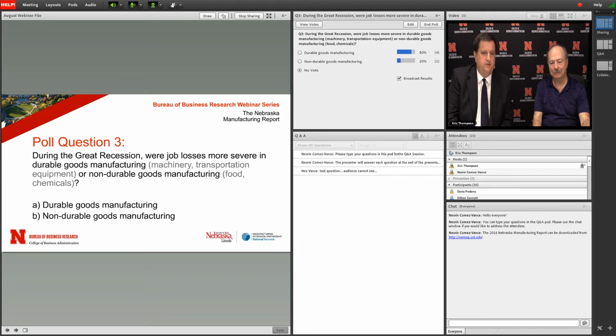During the Great Recession, were job losses more severe in what's called the durable goods manufacturing industry? That's goods that are meant to last 3 years or more, so obviously machinery, those agricultural implements we talked about, or machinery that's used in agriculture, transportation equipment. We make a lot of car parts here in Nebraska, and obviously some of the implements made for agriculture are also transportation equipment in terms of tractors and combines and so forth.